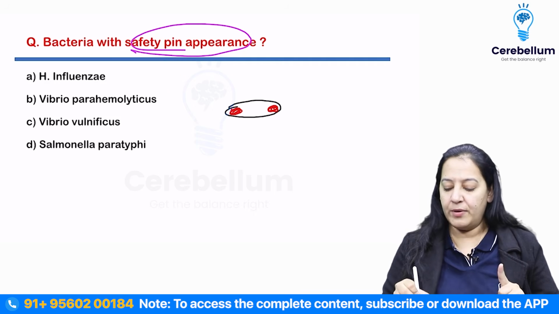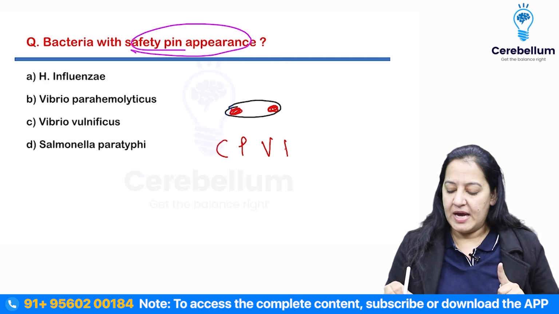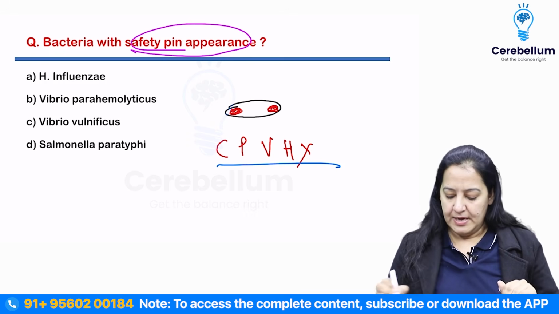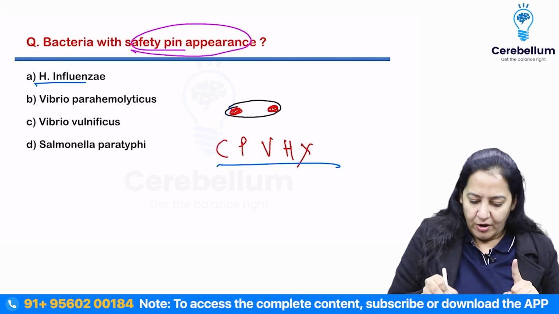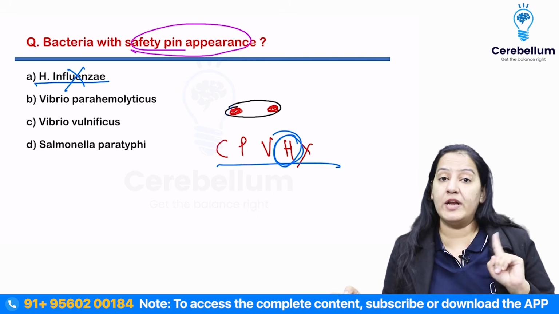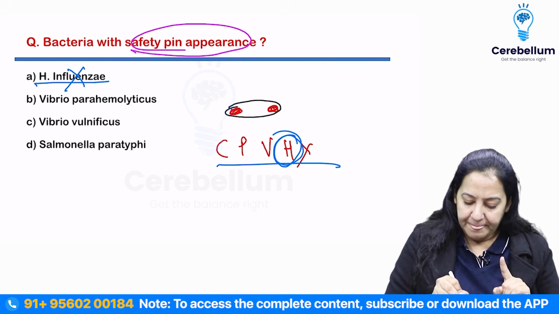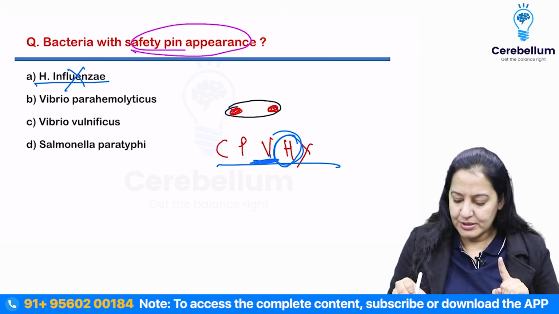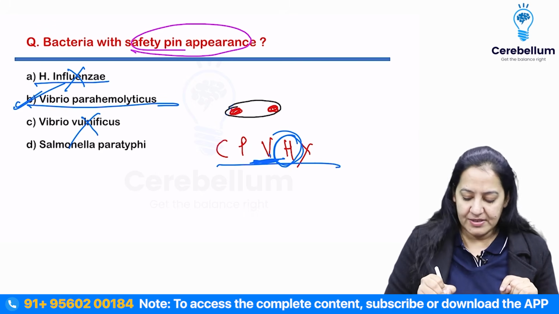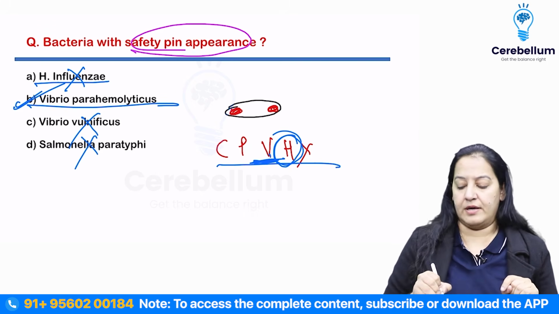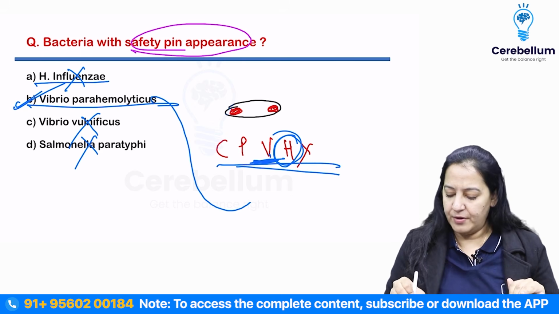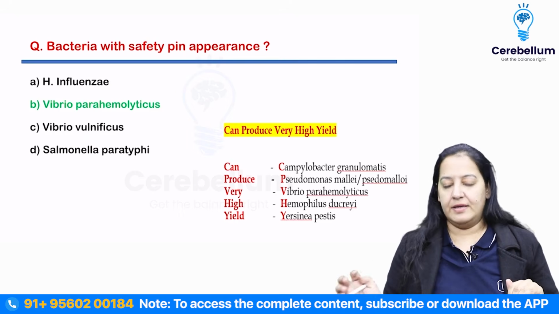So I had given you a mnemonic, can't produce very high yield. Can you tell me which among them is coming in the options? Can you see? H is not H. influenzae, it's Haemophilus ducrei. I told you it's Haemophilus ducrei, not influenzae. V is coming here now. This V is Vibrio parahaemolyticus, which is our answer. Vibrio vulnificus is not there and Salmonella is not there. So among the full forms in the mnemonic, it's Vibrio parahaemolyticus which is coming here. So the correct answer here is B.